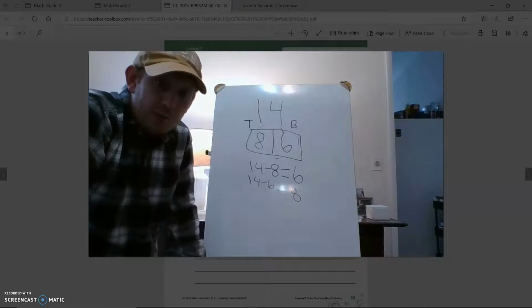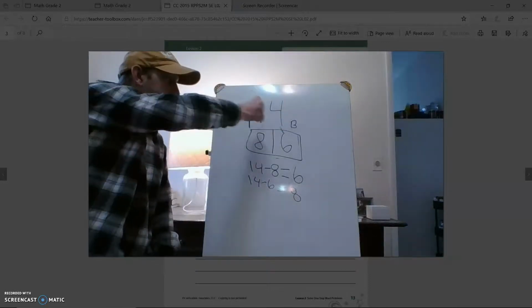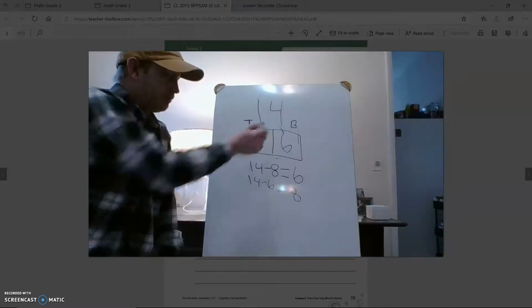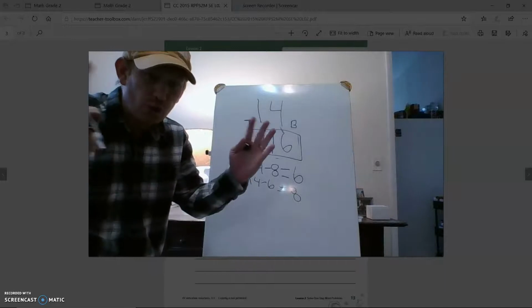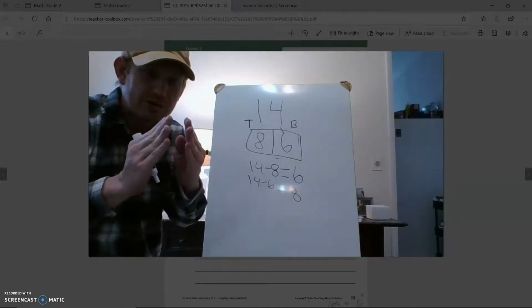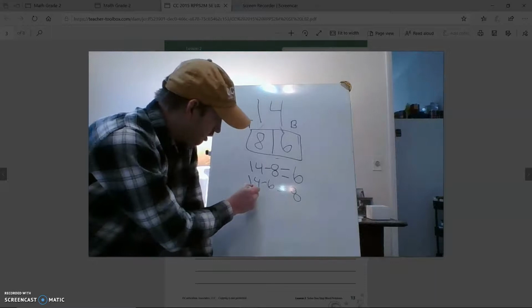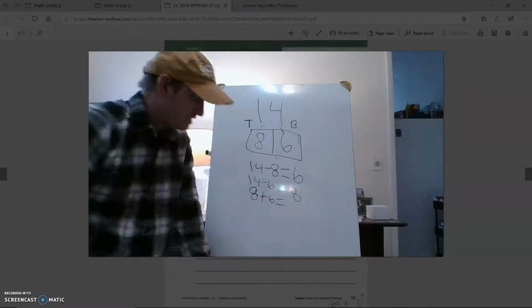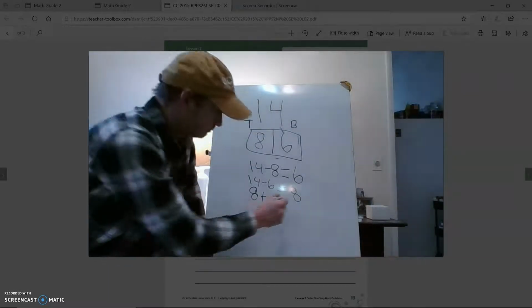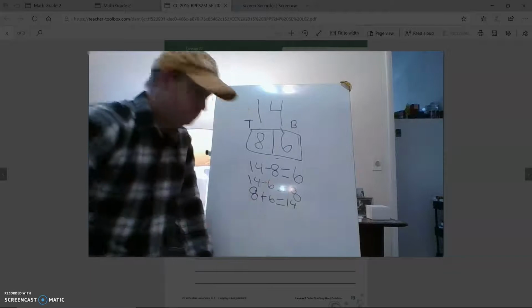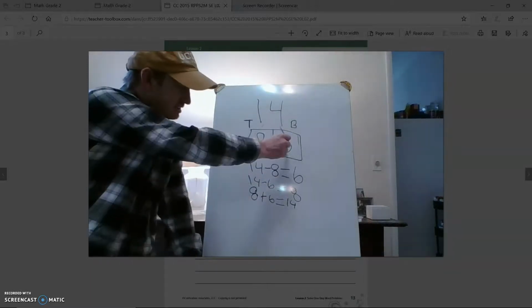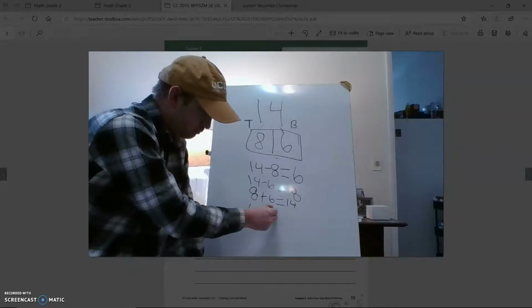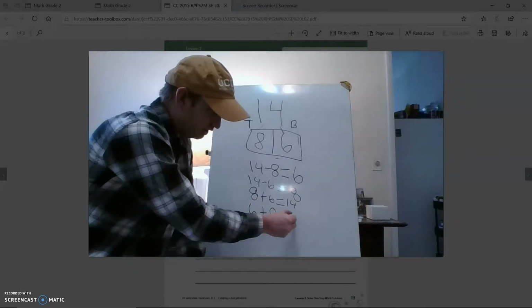Well, like a number bond, we have the total up top, and we have the smaller parts on the bottom. So in order to get the total, we have to add the smaller parts. So we have 8 plus 6. And what does that equal? Equals 14. We also have 6 plus 8. And that equals 14.